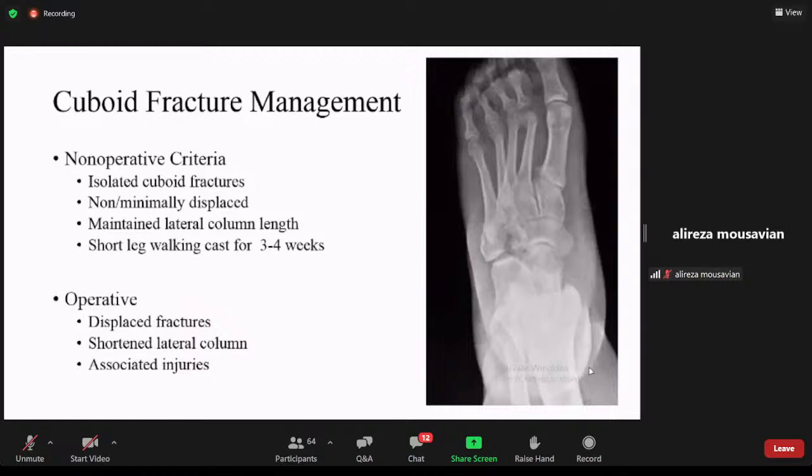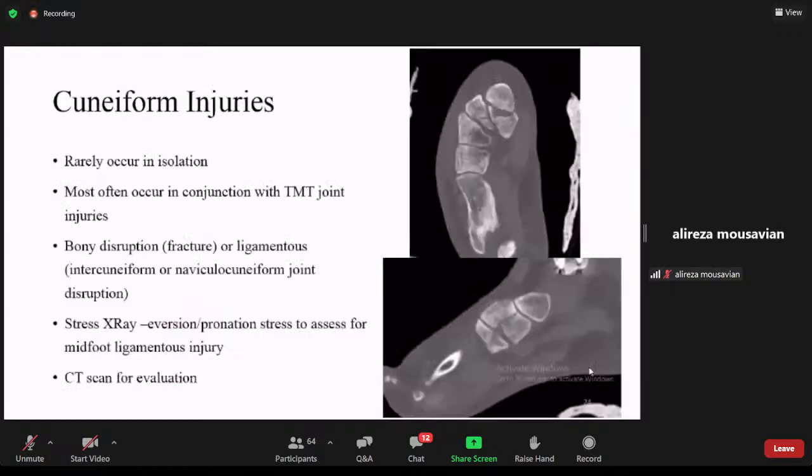Isolated cuboid fracture without displacement and maintaining the lateral column length can be treated non-operatively with a short leg walking cast for 3 to 4 weeks.